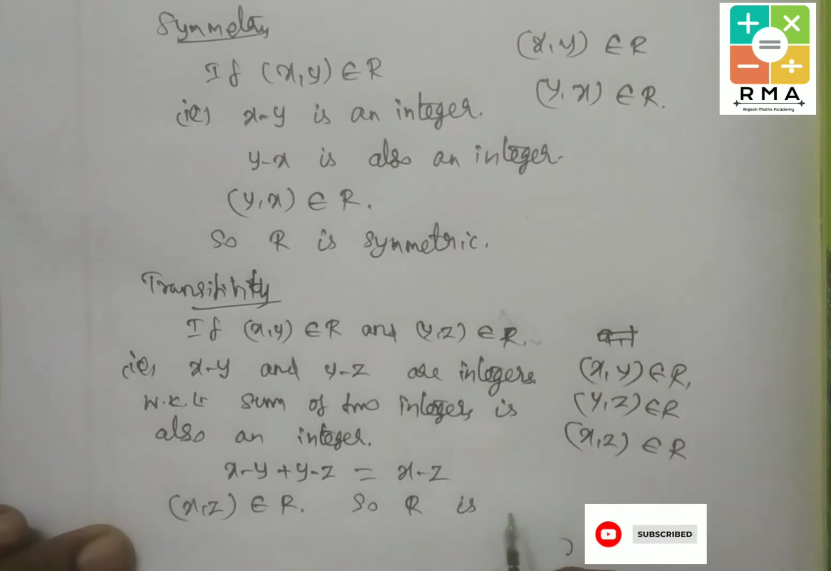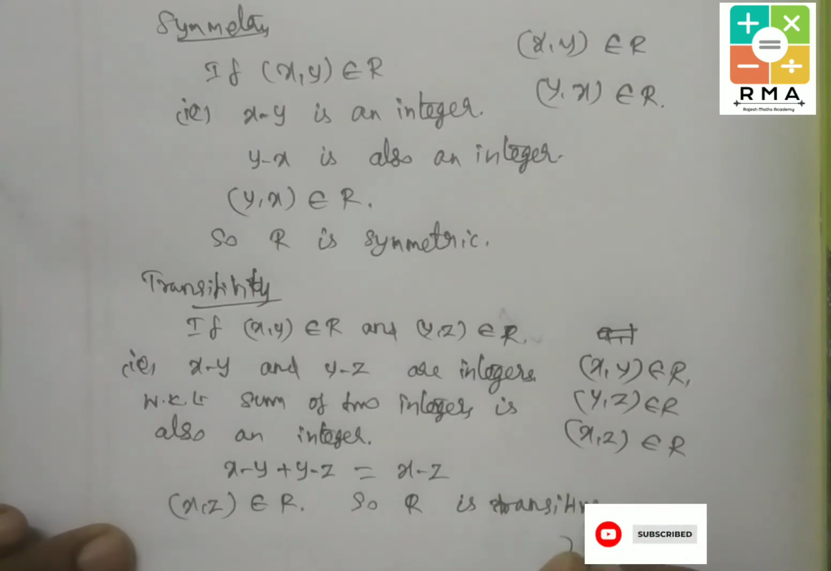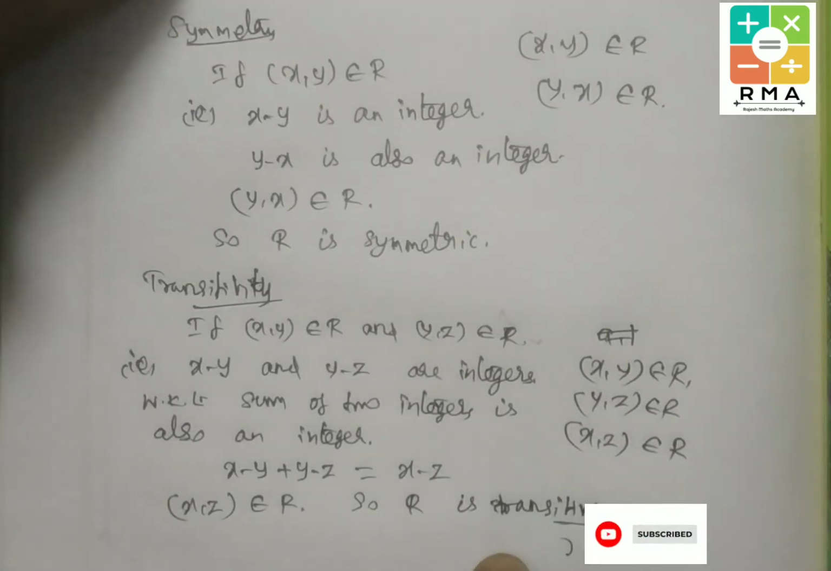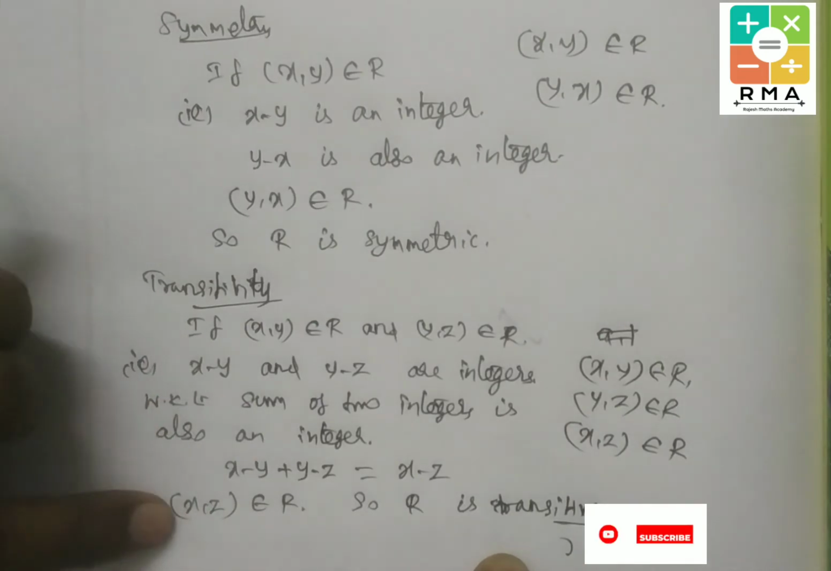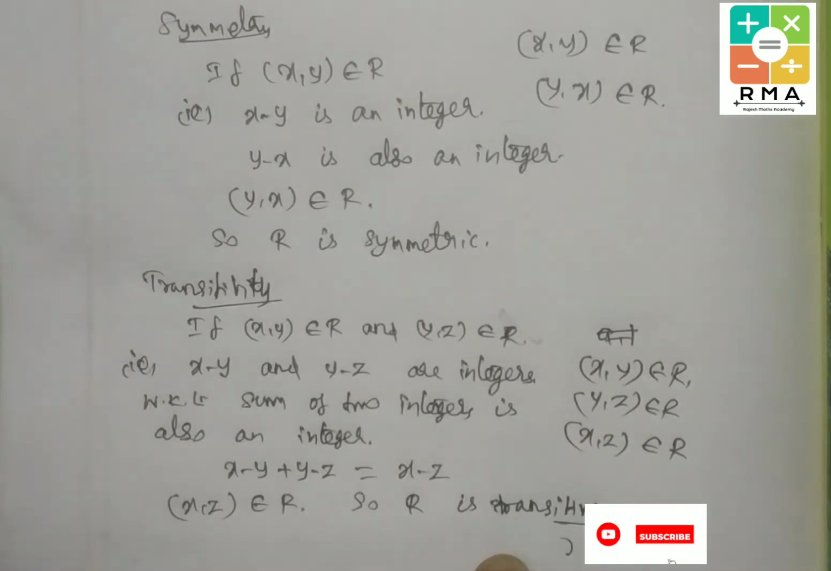So R is transitive. So we already proved R is reflexive, R is symmetric and R is transitive. So the given relation is reflexive, symmetric and transitive.